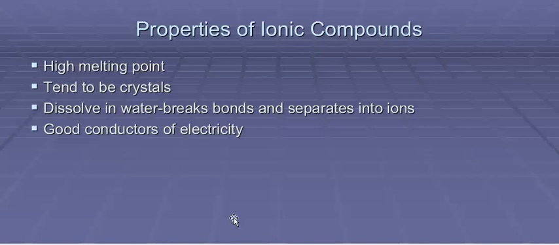When I think of ionic compounds, the most familiar one to you is table salt, NaCl. They tend to have a high melting point, so they're going to be solids at room temperature. They also tend to be crystals if you actually look at the structure atomically, molecularly, they would be crystalline. These will dissolve in water. So when I put salt in water, it will break apart into sodium ions and chloride ions. And they also conduct electricity.